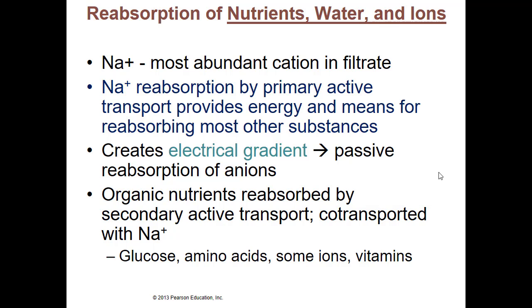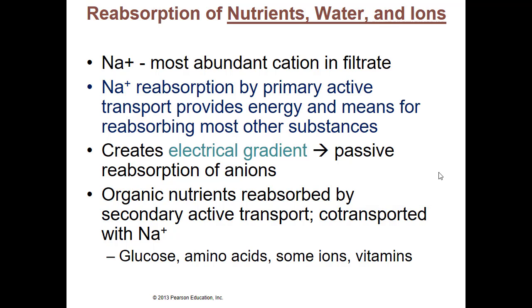Which means what's going to want to follow? If this is really positive over here, what's going to want to follow it? What's the opposite of positive? Negative. So there's an electrical gradient, because you'll leave a lot of negative here and all those negatives don't want to be all by themselves. They like positive. And so anions are going to follow. So we pump out sodium, we pump out positively charged cations, and then because you left a lot of these negative things in here, it will allow negative anions, like chloride, to leave.